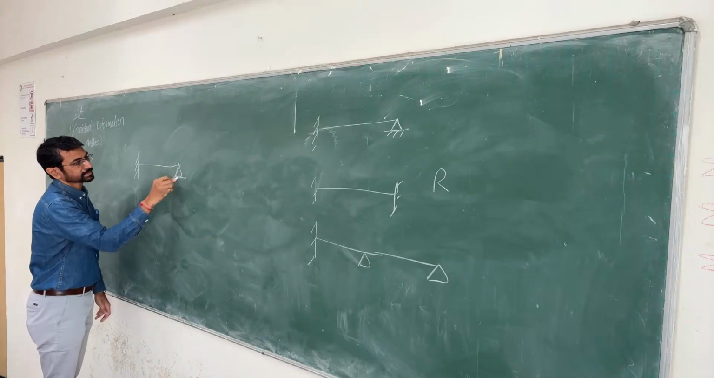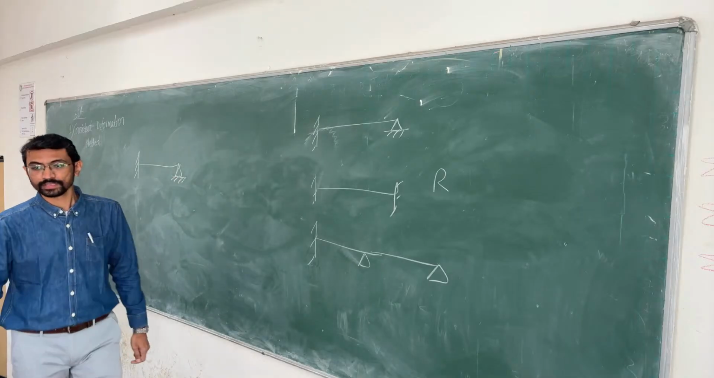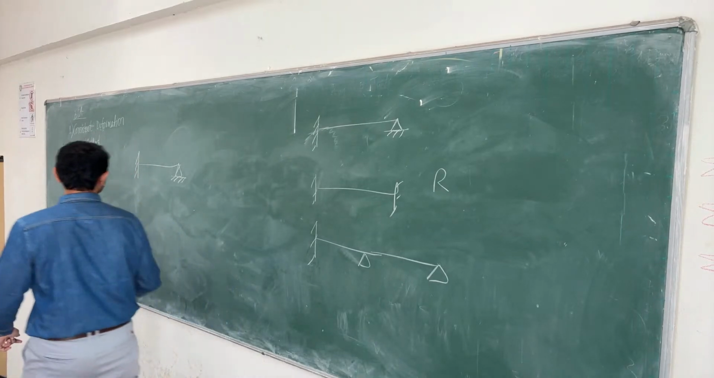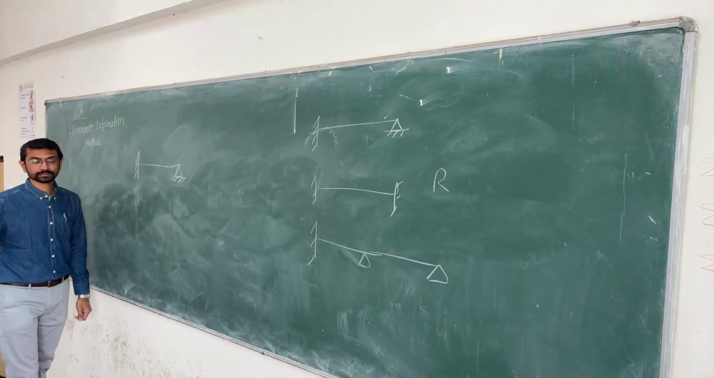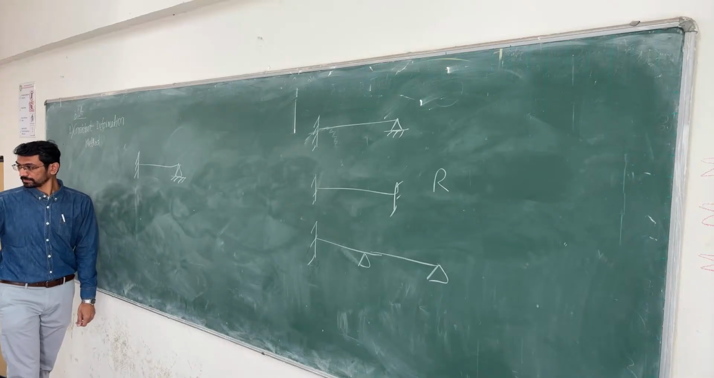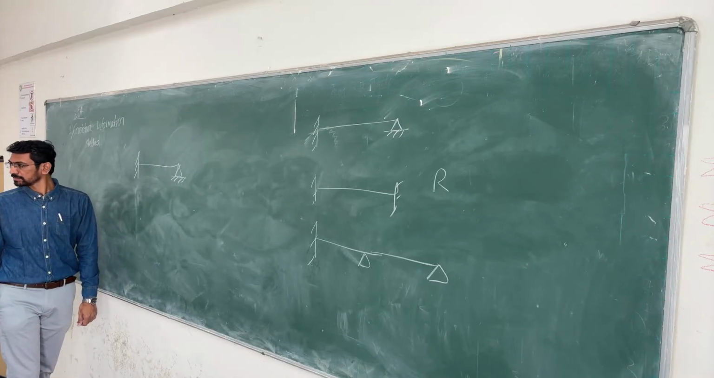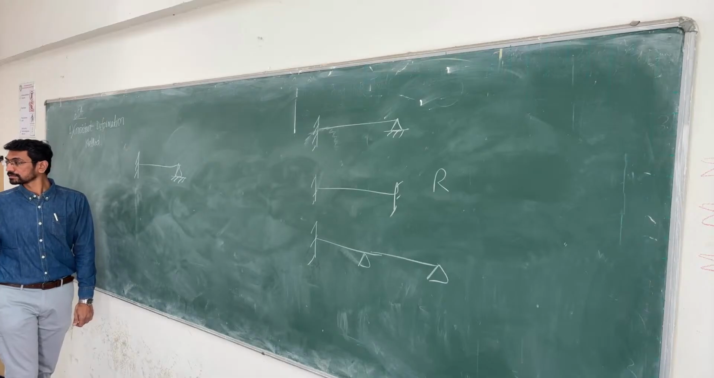Fine. So let us take this example first. The reactions we have, tell me the reactions. Which one? Horizontal, vertical. Why do you always mention horizontal first? Vertical, no. What is the reason?